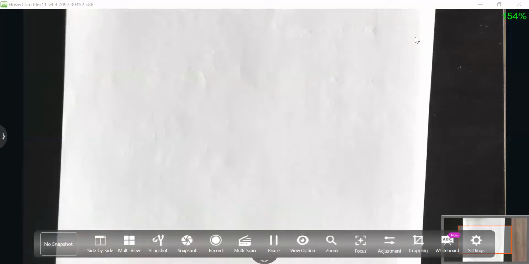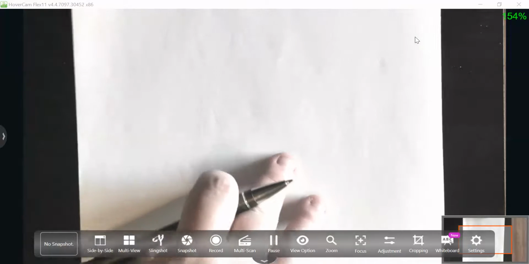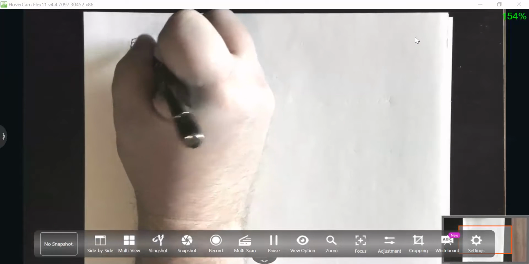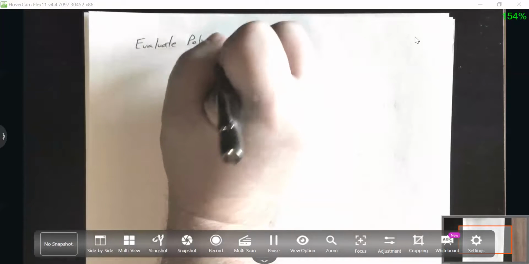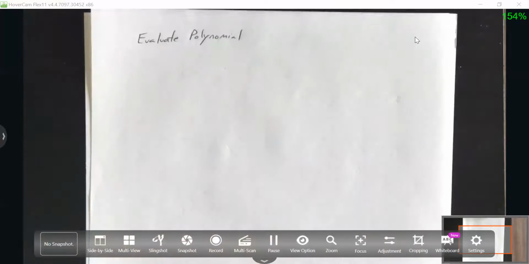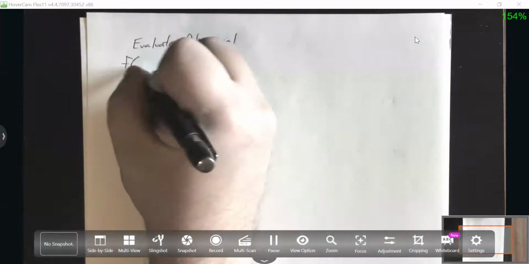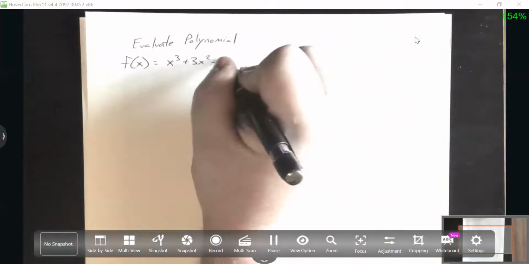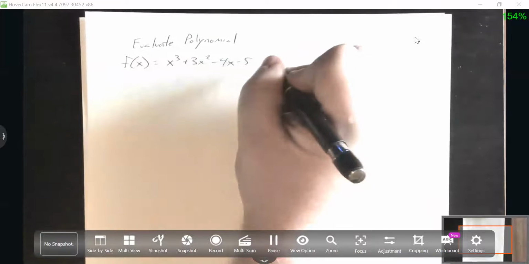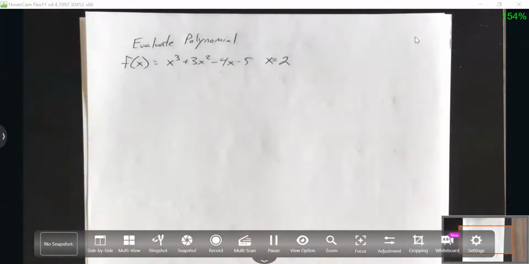All right, now our next step is evaluating polynomials. I zoomed in kind of far today. So our first method of evaluating a polynomial is really straightforward, and it's honestly what we've done before. So let's say we had f of x equals x cubed plus 3x squared minus 4x minus 5. We want to evaluate it when x equals 2. That's literally just saying plug in a 2 for x and see what we get. That's all it means to evaluate a polynomial.